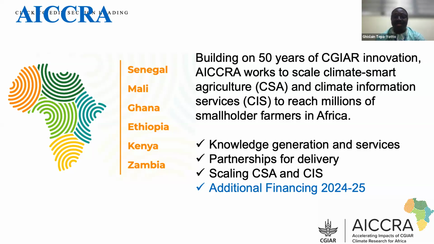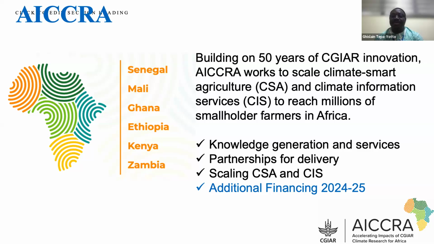The second component is about partnership. The scaling work that the project is about cannot really be successful. We cannot achieve that without partnering with some strategic organizations to ensure that climate smart agriculture and climate information services reach project beneficiaries on the ground. And the whole project is really about scaling climate smart agriculture and climate information services.